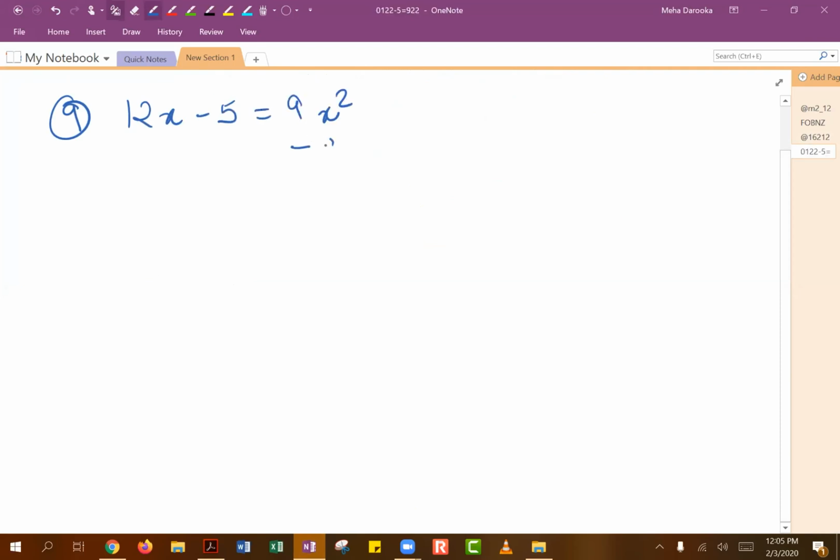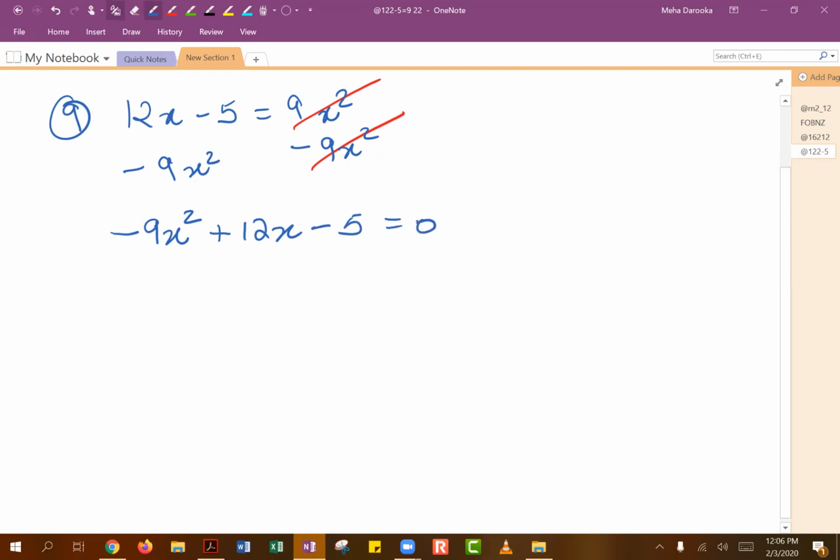We're starting out by subtracting 9x squared. If anybody is doing it the other way, you can try moving the 12x and the 5 and see what happens. But you should always have all the terms on one side and 0 on the other. Doesn't matter which numbers you are moving. So now I have 9x squared plus 12x minus 5 equals 0. If you don't bring your terms to the same side, the quadratic formula is not going to work.